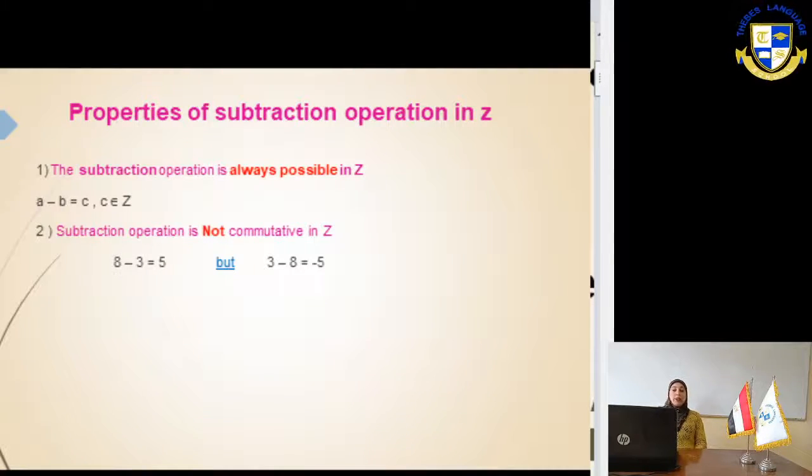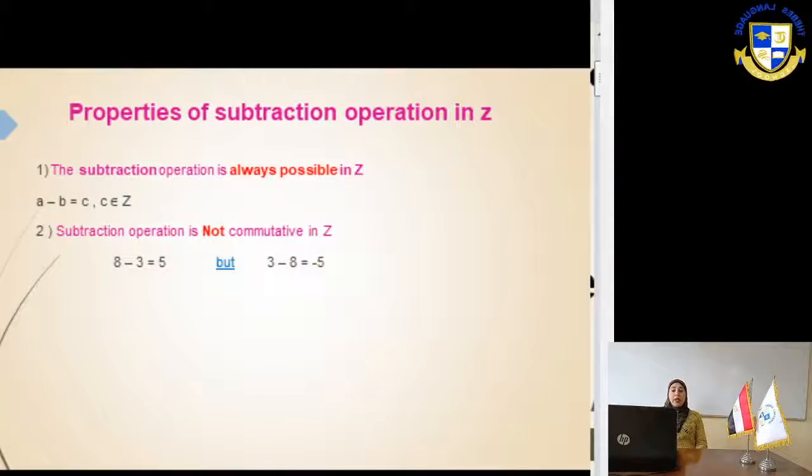Number 2, the subtracting operation is not commutative. Why? Because 8 minus 3 equals 5, but if I switch the places and put it like 3 minus 8, the answer will be negative 5. Ask yourself, 5 and negative 5, are they equal? Of course not. So the answer changed, so they are not commutative.